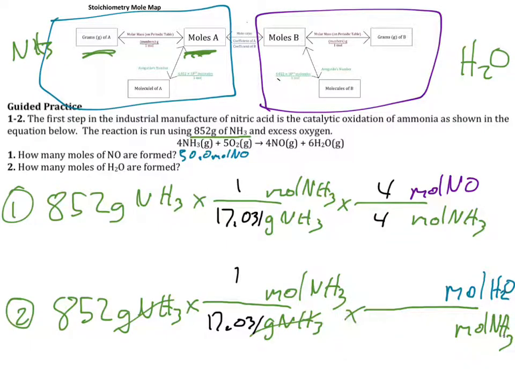A 1 always goes in front of moles except for when it's mole to mole. We use the coefficient from the balanced chemical equation. The coefficient for NH3 is 4. The coefficient for H2O is 6. Notice that this is going to be the difference. And it makes a lot of sense too, because 4 moles of this produce 4 moles of that. But 4 moles of this produce 6 moles of water. And so you can see that we're going to have 50% more essentially. So when you type this in your calculator, you do end up getting 75.0 moles of H2O.